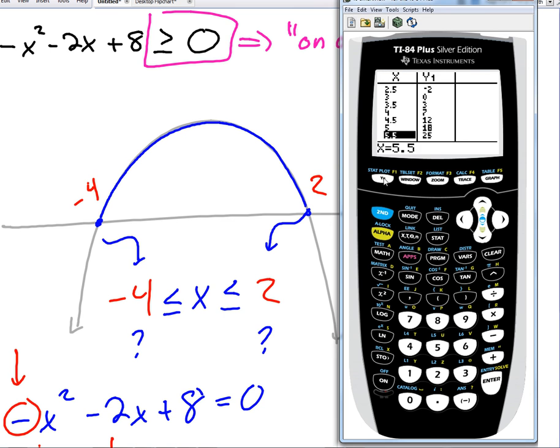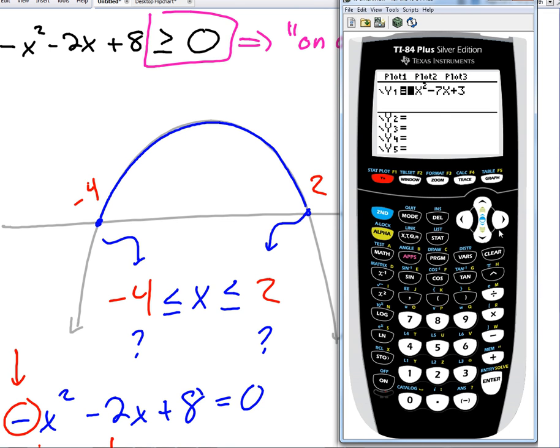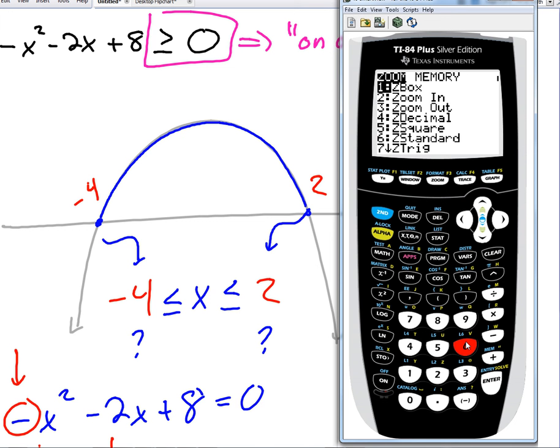So here, y equals. Okay, so if I put in -x squared minus 2x plus 8. Okay, and I'll just go zoom 6, how about? We'll see what that looks like. So there it is, right? There's my parabola. I want the parts on or above the x-axis, so I just need to know what the intercepts are.